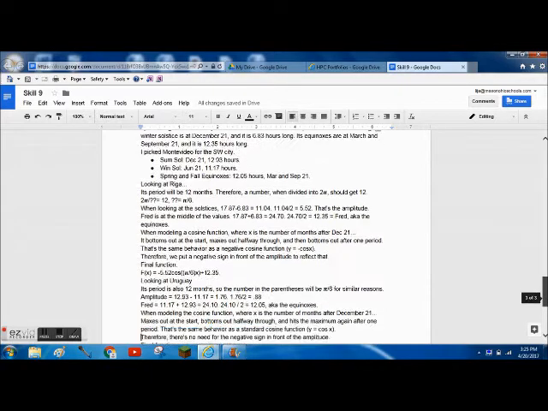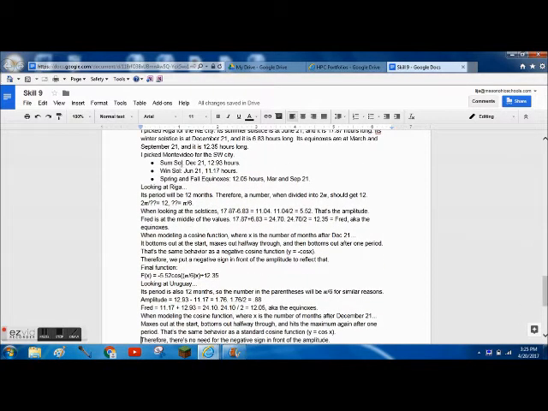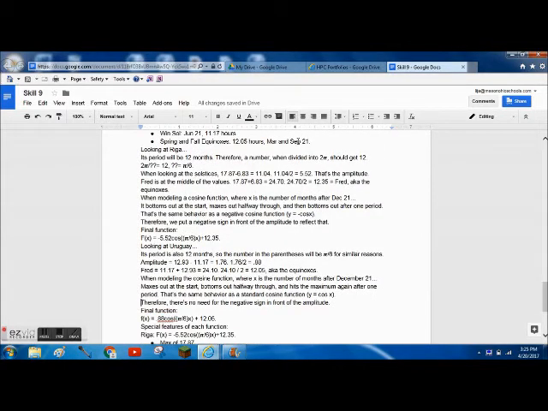I picked Montevideo for the southwestern city. Its summer solstice is on December 21st, and it's 12.93 hours. Its winter solstice is on June 21st, and it's 11.17 hours. Its spring and fall equinoxes are both 12.05 hours, on March and September 21st, not respectively. The spring equinox is September 21st, and the fall equinox is March.